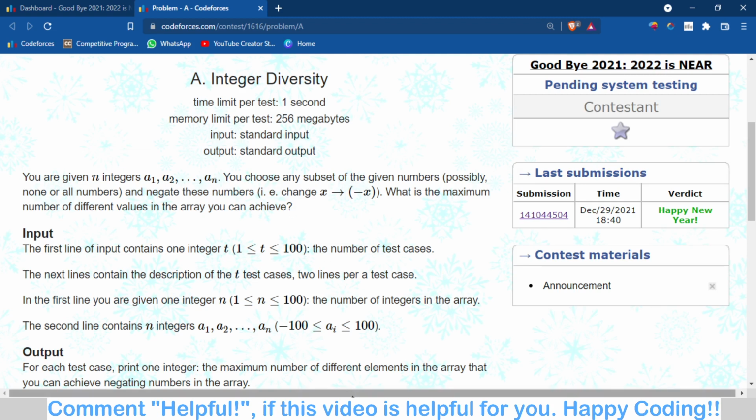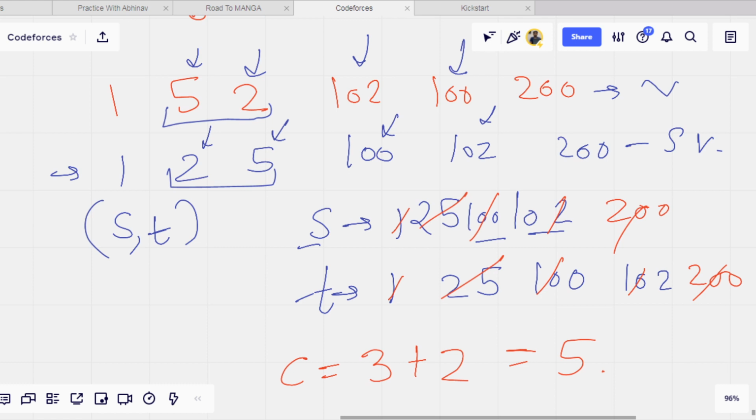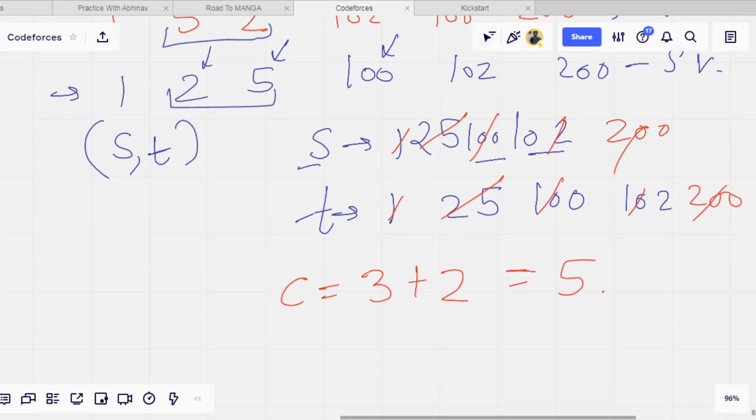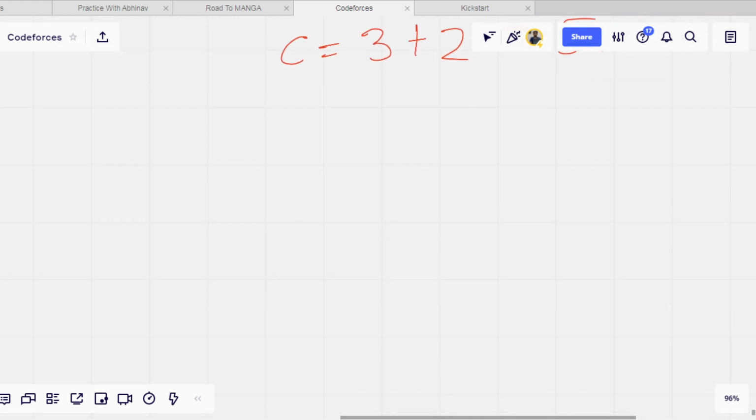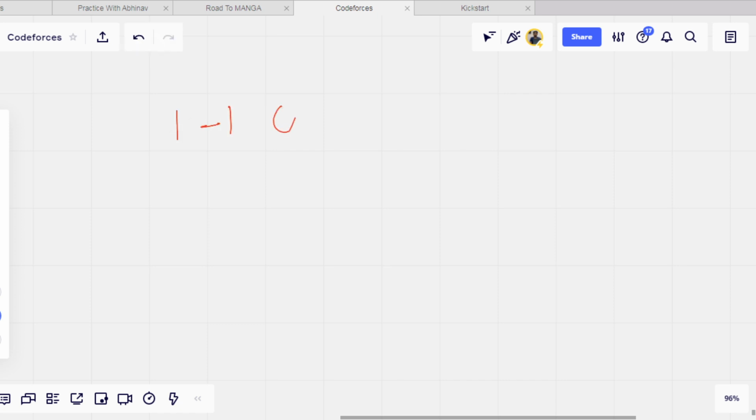So what do we mean by the maximum number of different values? It basically means how many different values are present in that array. For example, let's take an array which contains 1, -1 and 0. It contains three different values; these all are different. If there is an array which contains 2, 2 and 0, it contains only two different values, which are 2 and 0, because the two 2s are the same.